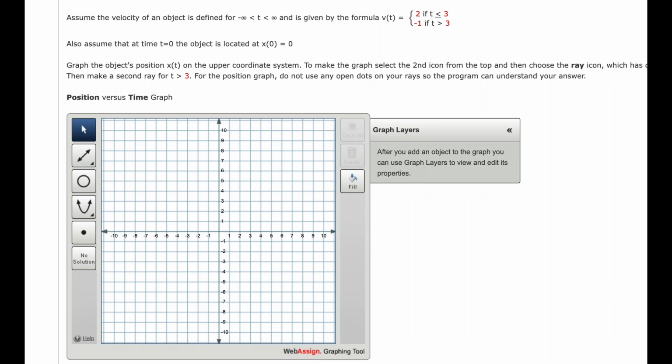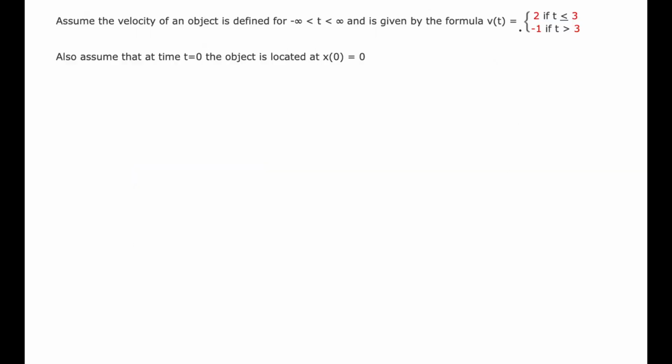So in this next problem though, we're given a piecewise defined velocity function. What this says is that the velocity of the object changes at one particular instant of time. There's a sudden change here at a time of 3. So our velocity function starts out at a value of 2 for any time that's less than or equal to 3. Let's sketch that freehand real quick.